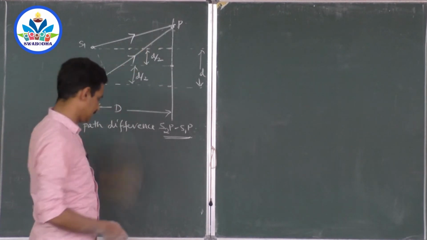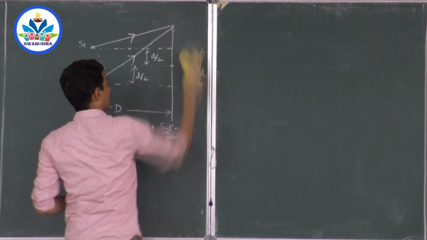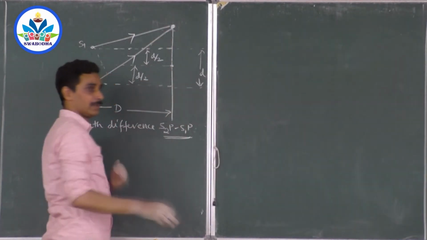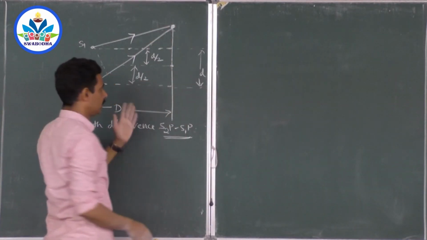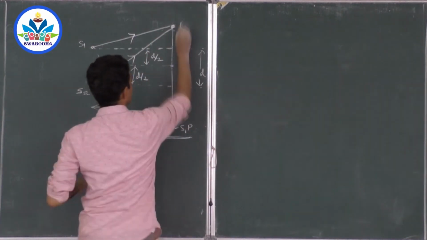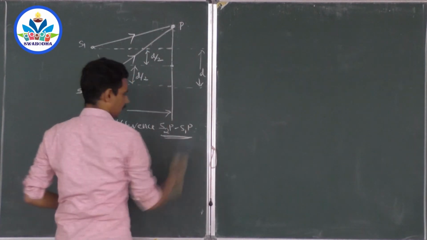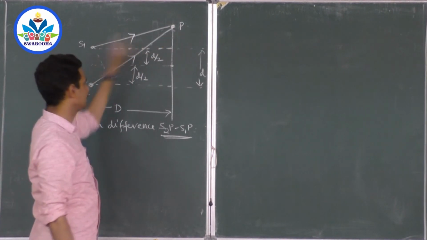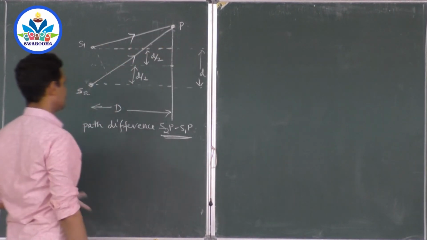So we will keep it as it is. Let us not give a name for this one, that permanently it is bright, permanently it is dark. We don't know. This is a generalized point P. Now we want to get this one. We will have to go to mathematics now. If you want to get S2P minus S1P, we will apply the Pythagoras theorem.